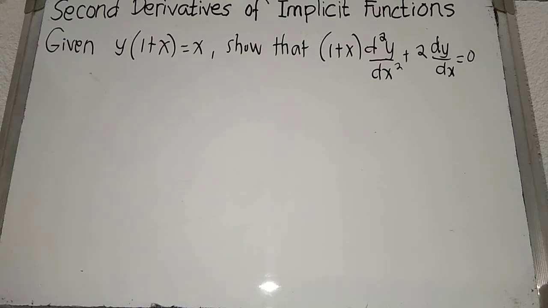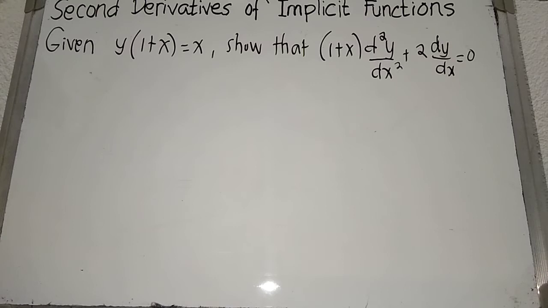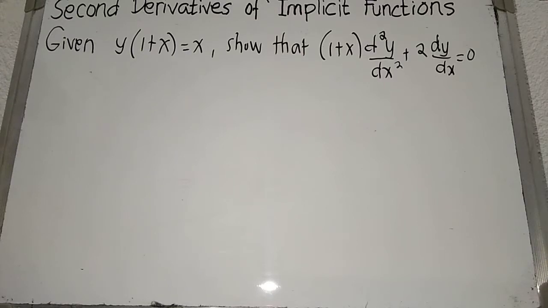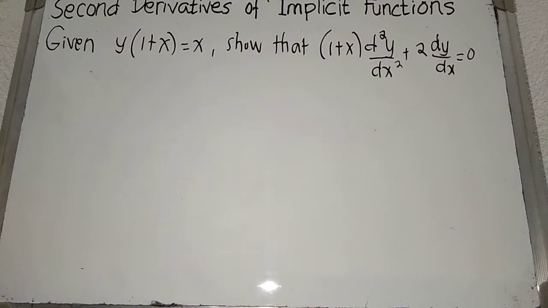Hello guys, in this video we will be discussing finding the second derivatives of implicit functions. An implicit function is a function that does not define explicitly the function y with respect to x. Our main objective is to differentiate an implicit function twice.